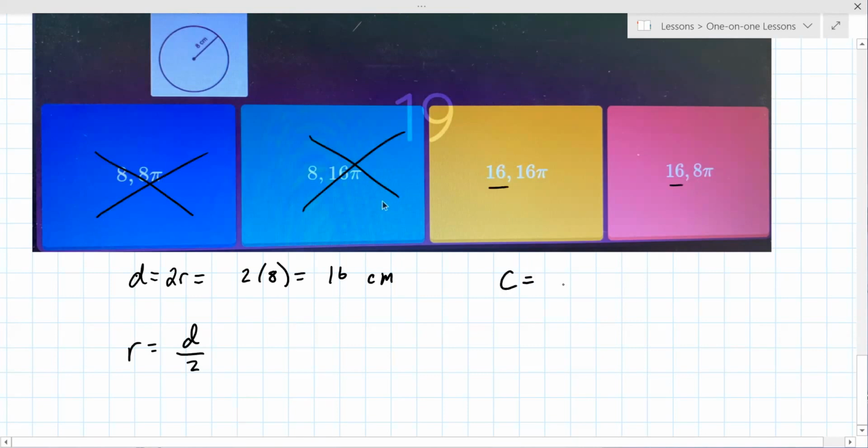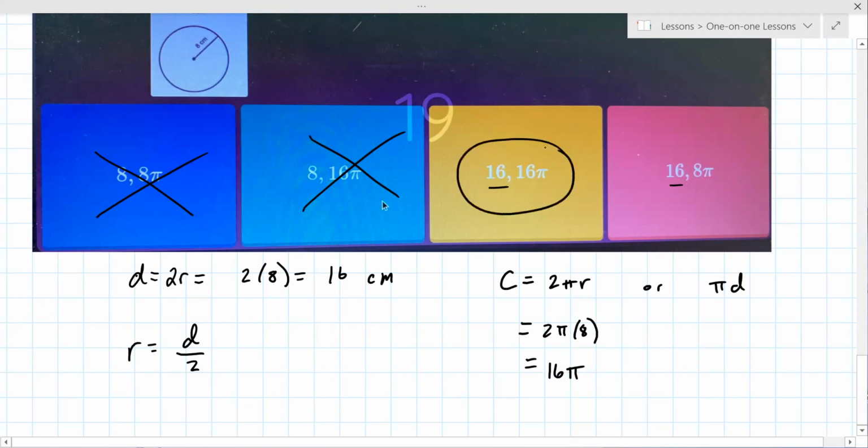The circumference is two formulas, 2 pi r or pi times diameter. They give you the same value, but you have to decide which one you like. So since the radius is given, I'm going to go with that one. 2 times pi times 8, that's 16 pi. Okay.